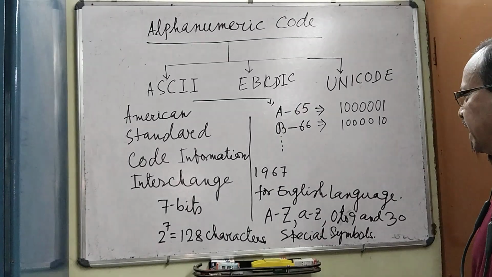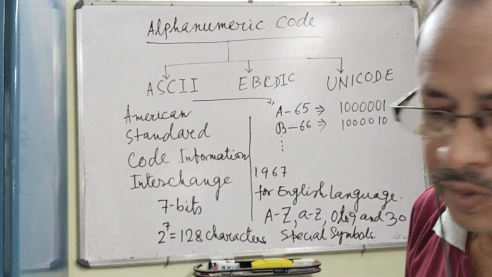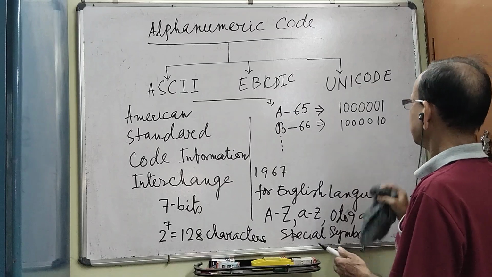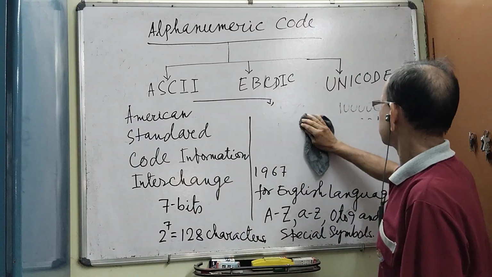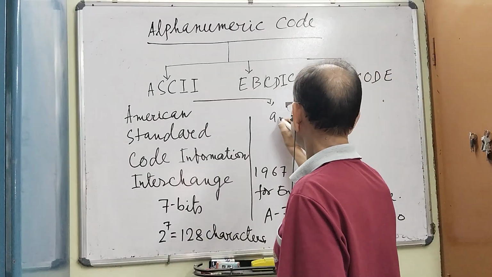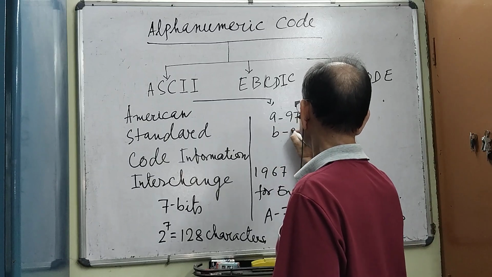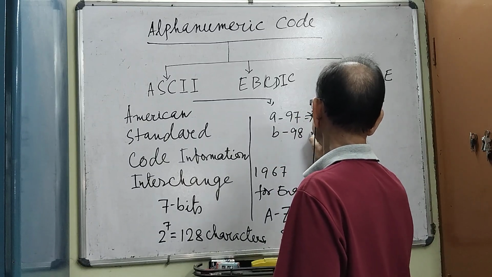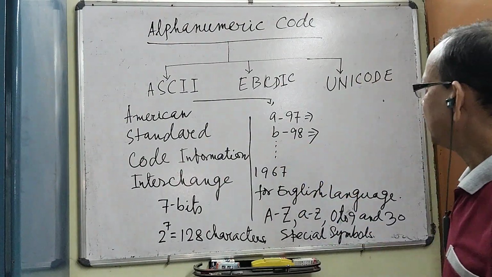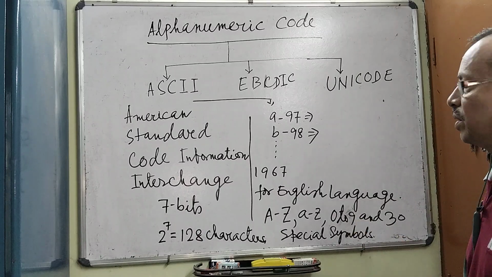Capital A starts from 65, then 66 in this way. In case of small letters, small a is 97, b is 98, and you convert 97, 98 in this way. And also 0 to 9 and 30 special symbols.